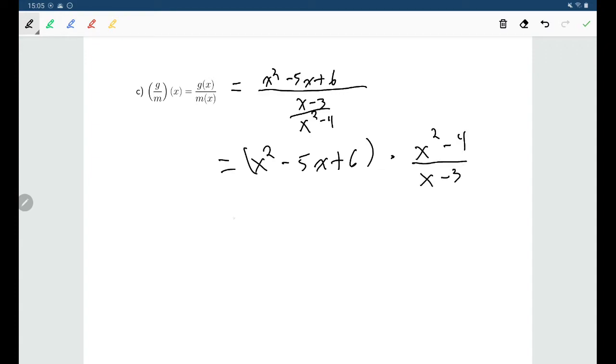And now let's simplify this. The polynomial that I have on the left factors just as it did before, as x minus 2, x minus 3. And the polynomial here, the x squared minus 4, that factors as x minus 2, x plus 2.